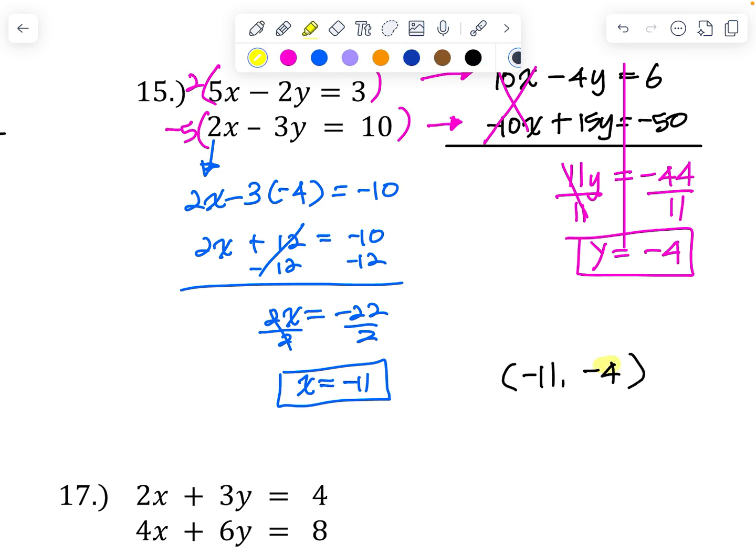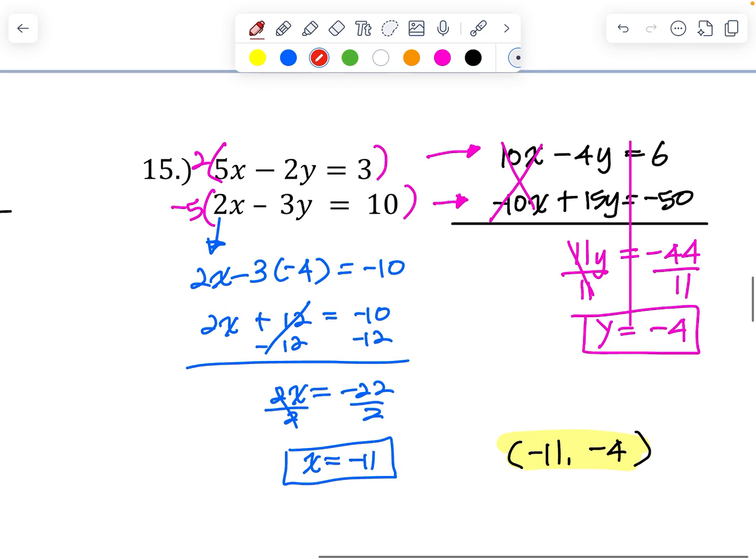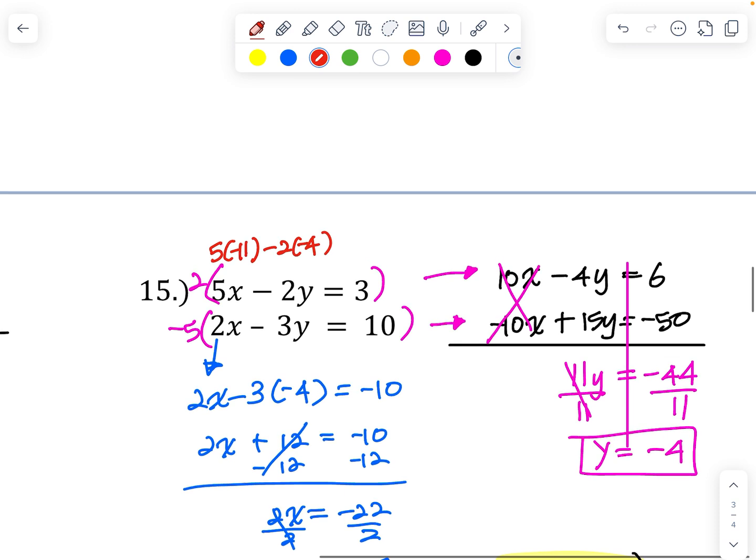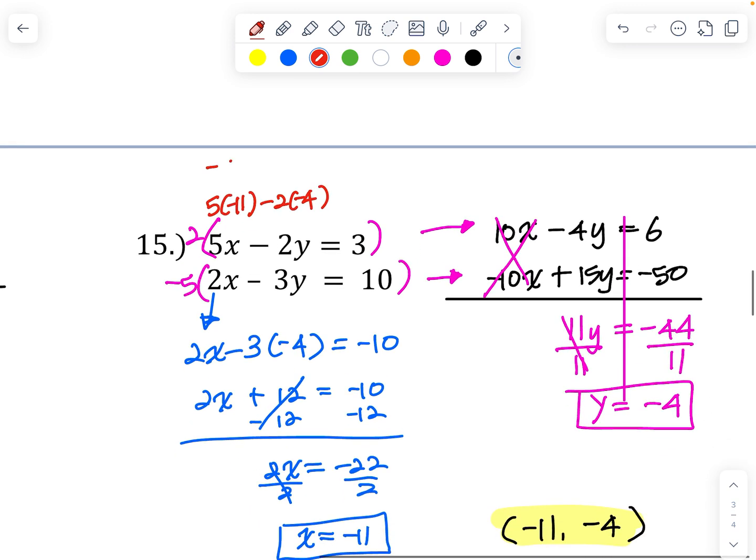Okay, and of course it's time for the happy check. So x is negative 11, 5 times negative 11 minus 2 times negative 4. Ooh, that one does not look like it's gonna give me the correct answer. Did I make a mistake somewhere? I guess we shall find out. That's negative 55 plus 8, which is so not 3. So where did I make a mistake? This is actually good because I can go back and check.